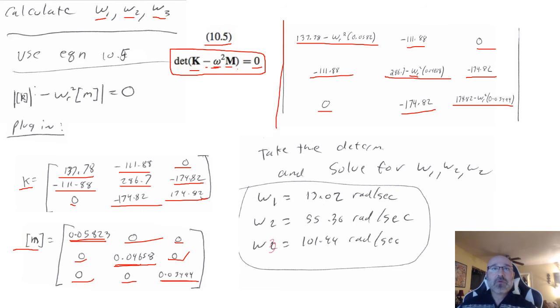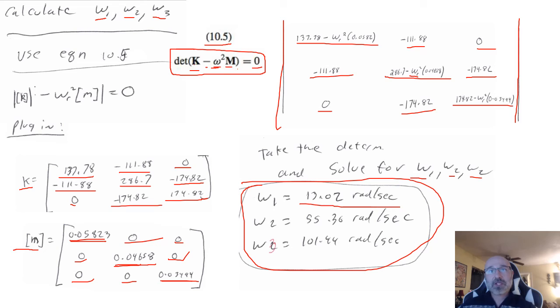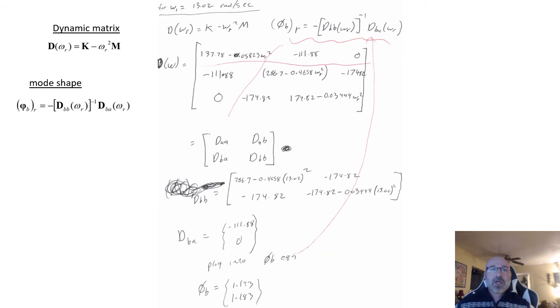Now we can take the determinant of this matrix and solve it for omega 1, omega 2, and omega 3. You could do this by hand, plug it into Excel, or plug it into MATLAB. What you end up with is omega 1 equal to 13.02 radians per second, omega 2 is 55.3 radians per second, and omega 3 is 101.44 radians per second.